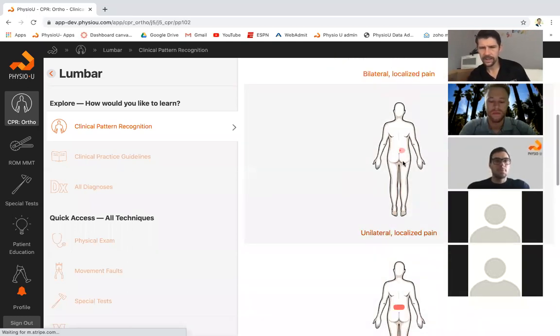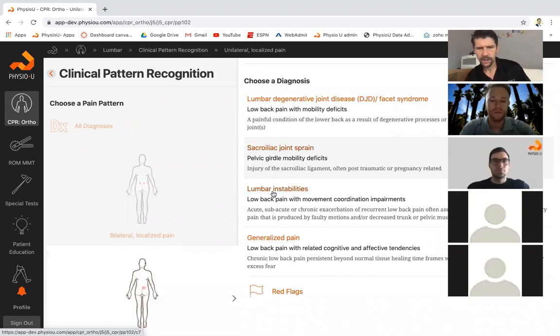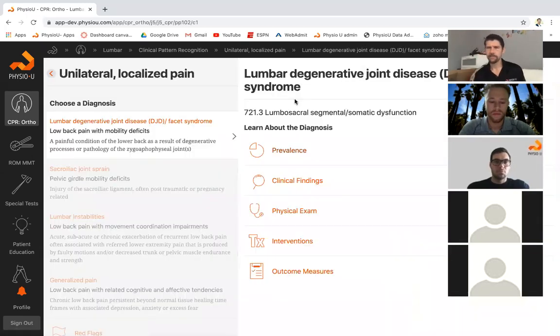All right, so if we click on that, unilateral pain, you have your low back instabilities, you have your SI, but yeah, the most common one, if someone's kind of pointing to their lower back pretty pinpoint, we start to think of a facet problem, especially if it's that low.